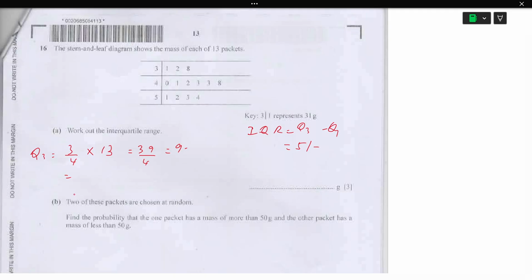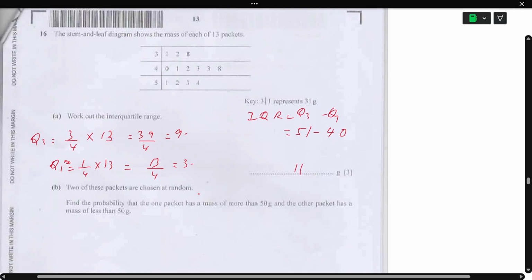Next, Q1 equal to 1/4 of total data 13. So 13 divided by 4, which is 3 point something. So we'll take the fourth data. 1 2 3 4, fourth data is 40. So the answer is 11.